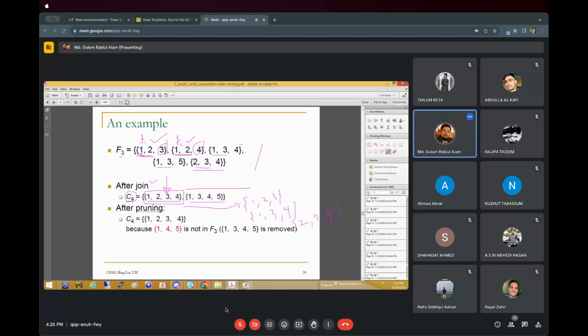Okay, that is k minus 1. Now we have to check whether all of these subsets belong to our F3, that is F(k minus 1). So 1 2 3, here is 1 2 3, yes, the subset is there. Then 1 3 4, here is 1 3 4, yes, the subset is there. And then 2 3 4, here is 2 3 4. That means the subset is there. So that means we should not prune this. We have to keep this subset. This is a valid subset.